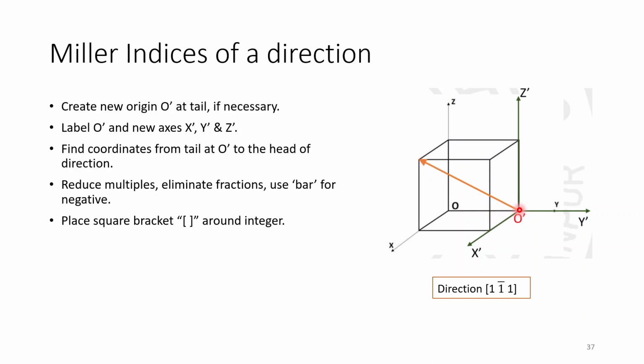From O dash, you are moving in the x direction as positive 1, and in the y direction you are moving in the negative direction, so y will be -1, and you have to move 1 for the z as well. So [1 1̄ 1] will be your direction.